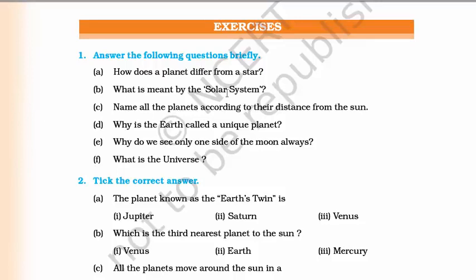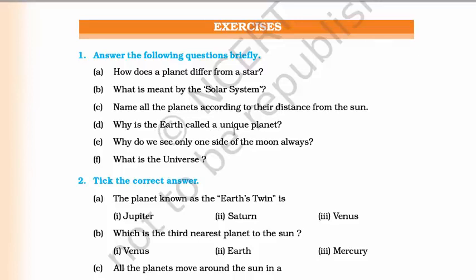What is meant by the solar system? We know that, right? The solar system has everything. It has all the planets. It's a combination of planets, moons, asteroids, stars, suns, everything. Name all the planets according to their distance from the sun. Just refer to that third page where we saw that beautiful picture that contained the asteroid belt, and you could see all the planets with numbers next to them. Those numbers are nothing but the distance from the sun to that planet.